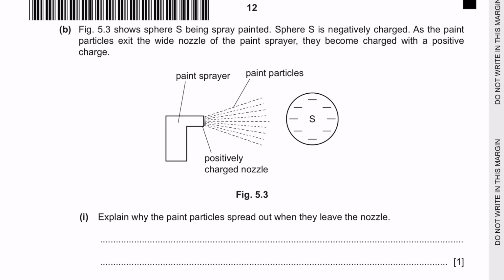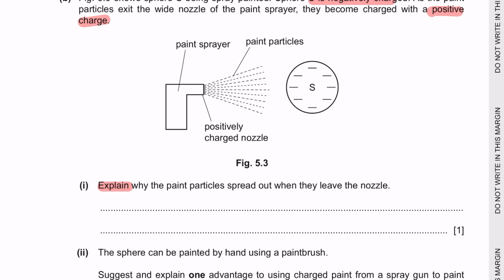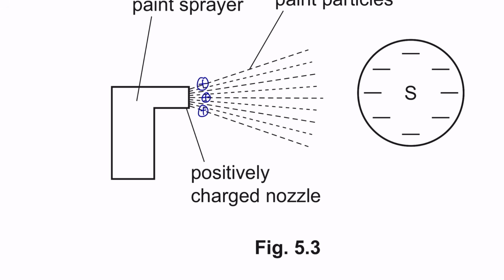Next, question B. Figure 5.3 shows sphere S being spray painted. Sphere S is negatively charged. As the paint particles exit the white nozzle of the paint sprayer, they become charged with a positive charge. Part 1. Explain why the paint particles spread out when they leave the nozzle. All the charges are positively charged. So what's going to happen is they're going to repel each other. As they repel each other, they're going to move further away from each other. Hence why they start to spread out.